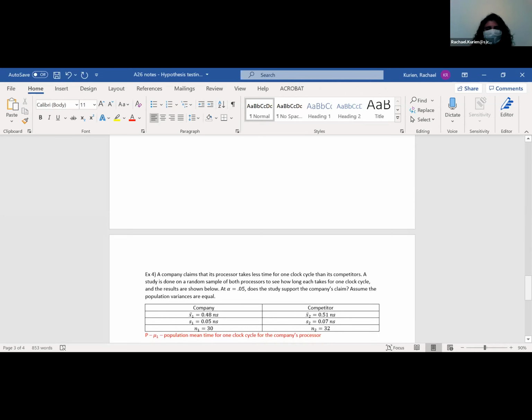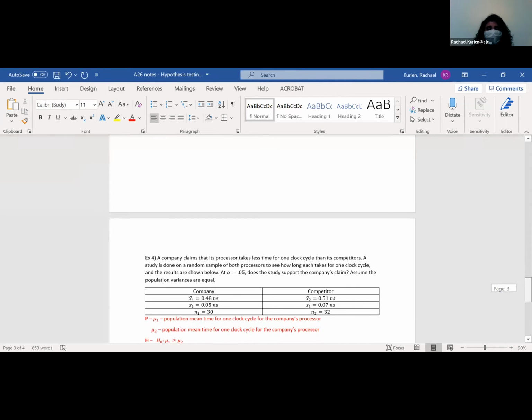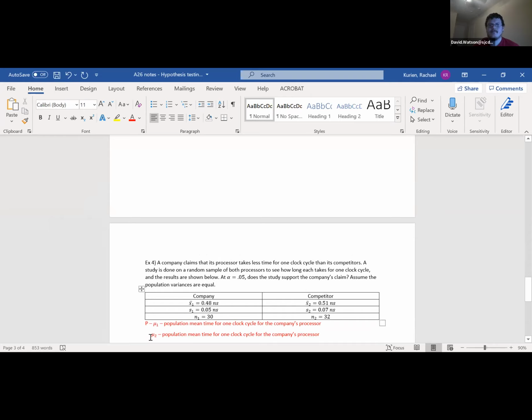So for the parameter, mean 1 is the population mean time for one clock cycle for the company's processor. For mean 2, again, your parameter is just stating what these two are, so when you set up your hypothesis, you know exactly what you're referring to. The other one is the population mean time for one clock cycle for the competitor processor. So one's for the company, one's for the competitor.